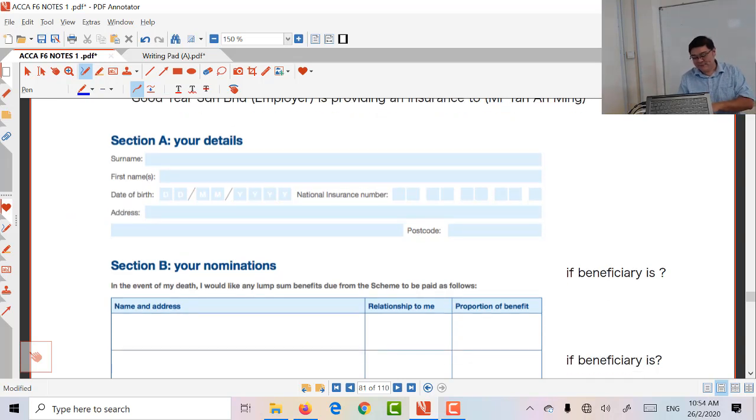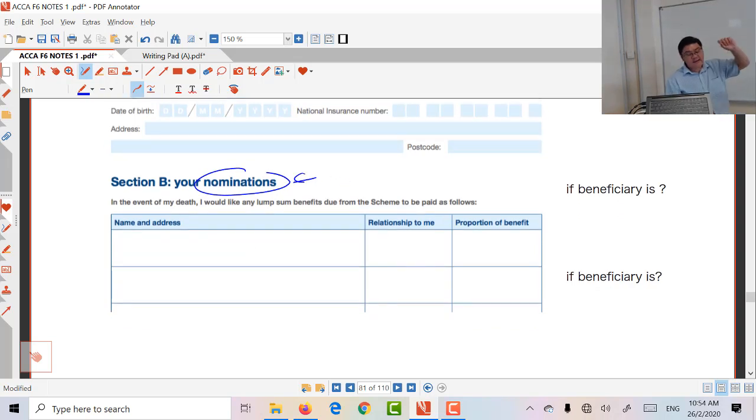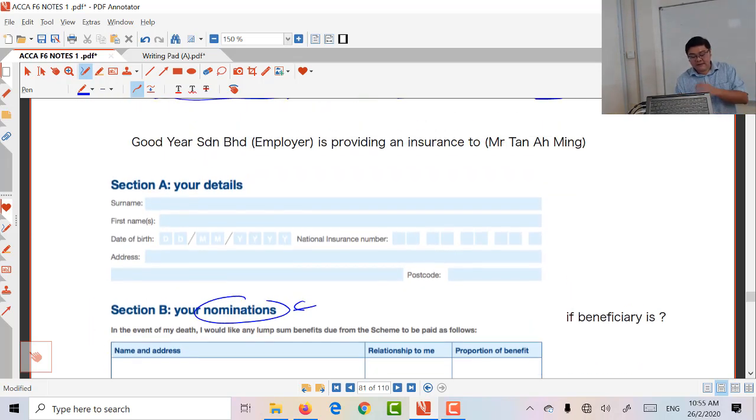World War V. Now imagine when you buy insurance, you are asked to fill in this nomination, which is basically the beneficiary. Just read what it says there: in the event of my death, I would like any lump sum benefit due from the scheme to be paid in the following way. So you actually write down how you want the money to be paid out. Now, example: Goodyear is buying an insurance for the staff called Aming.